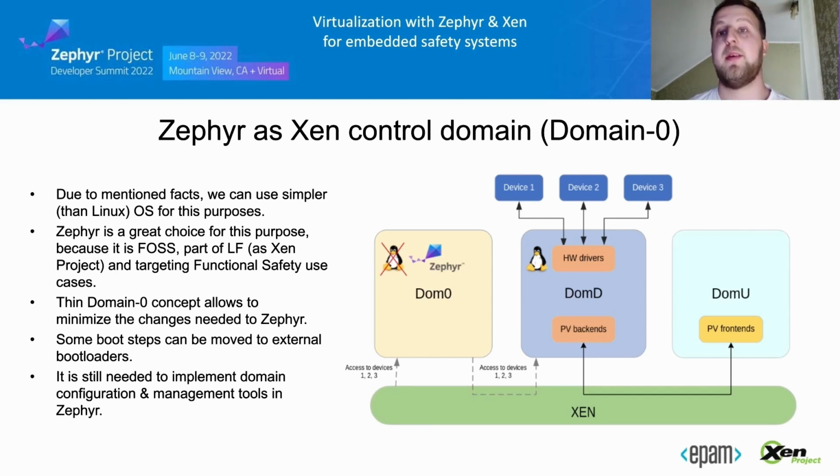And we think that Zephyr RTOS looks like the best candidate for these purposes because it is free open source software that is actively developed. It is also a part of the Linux Foundation, like the Xen Project, and it is targeting functional safety use cases. The Xen thin domain zero concept allows us to minimize changes to Zephyr that are needed to use it as a control domain. Some boot steps can be performed by external bootloaders inside the created domain, and this will require fewer actions in the Zephyr control domain.